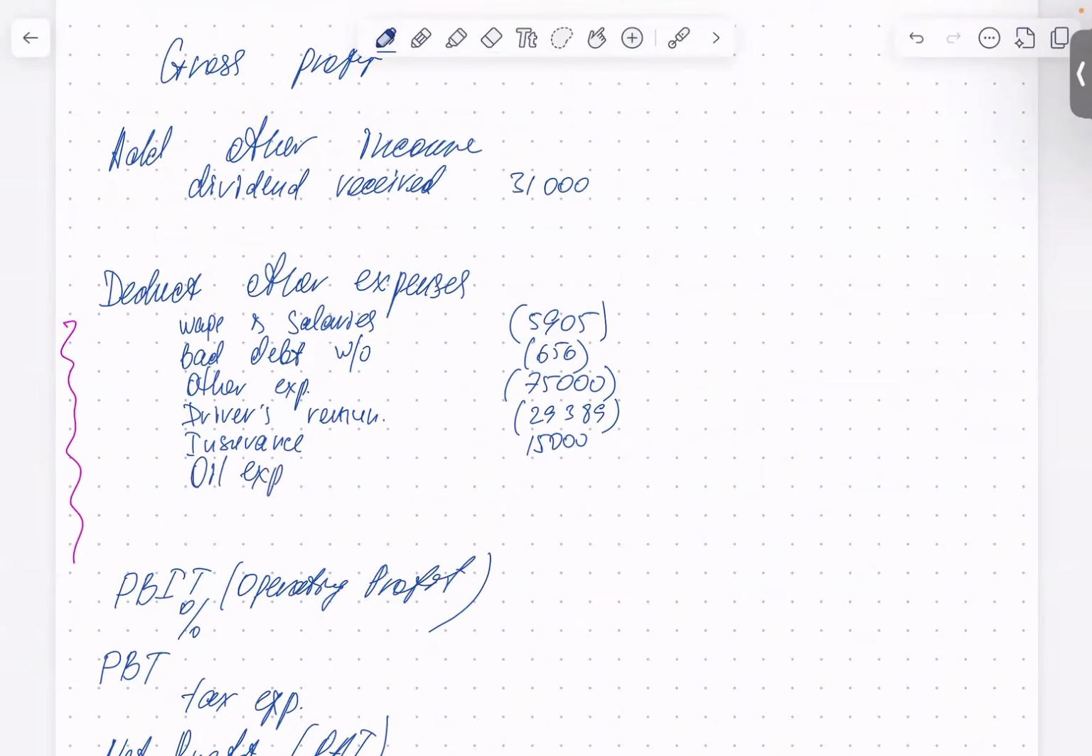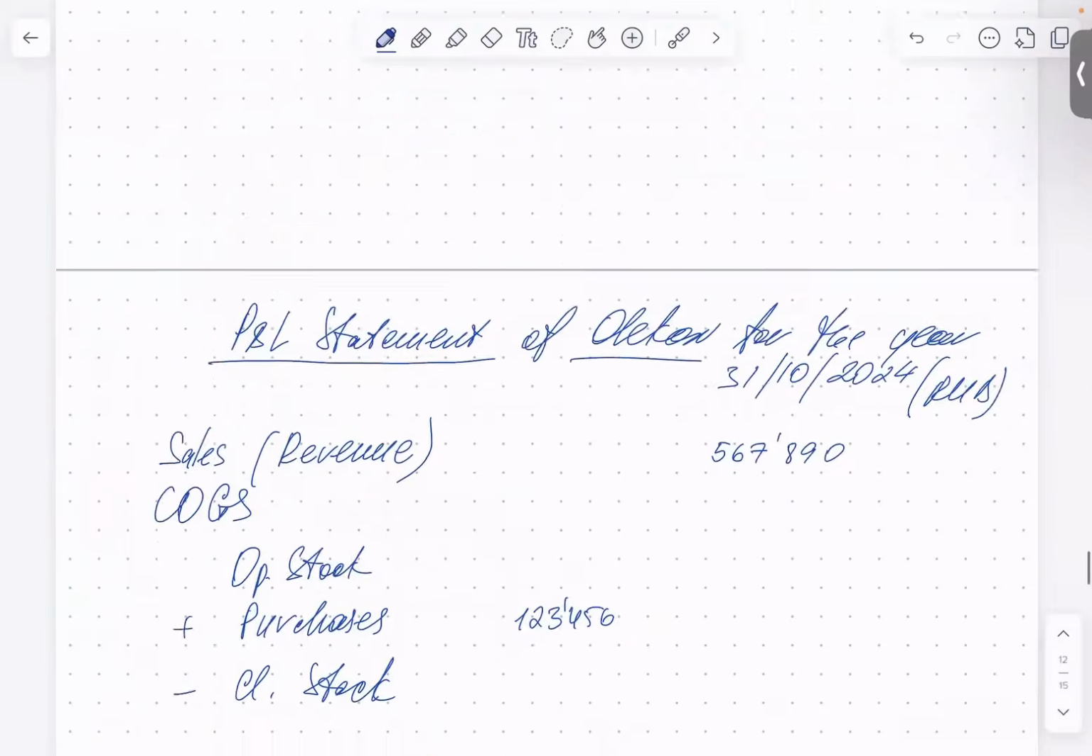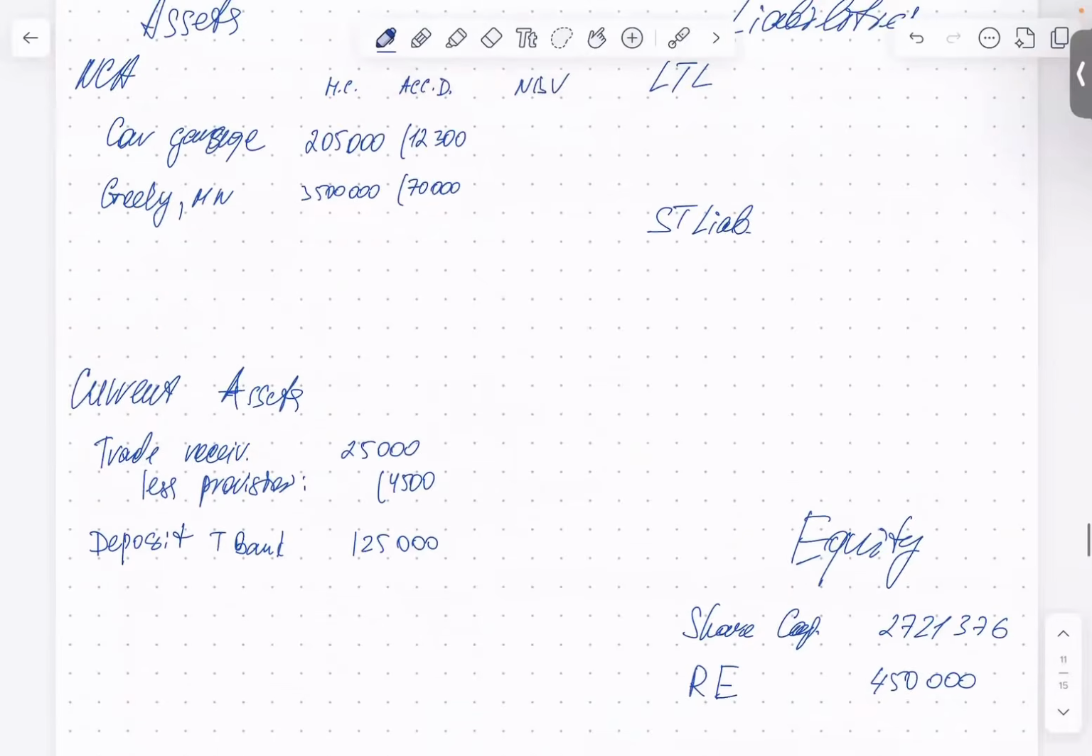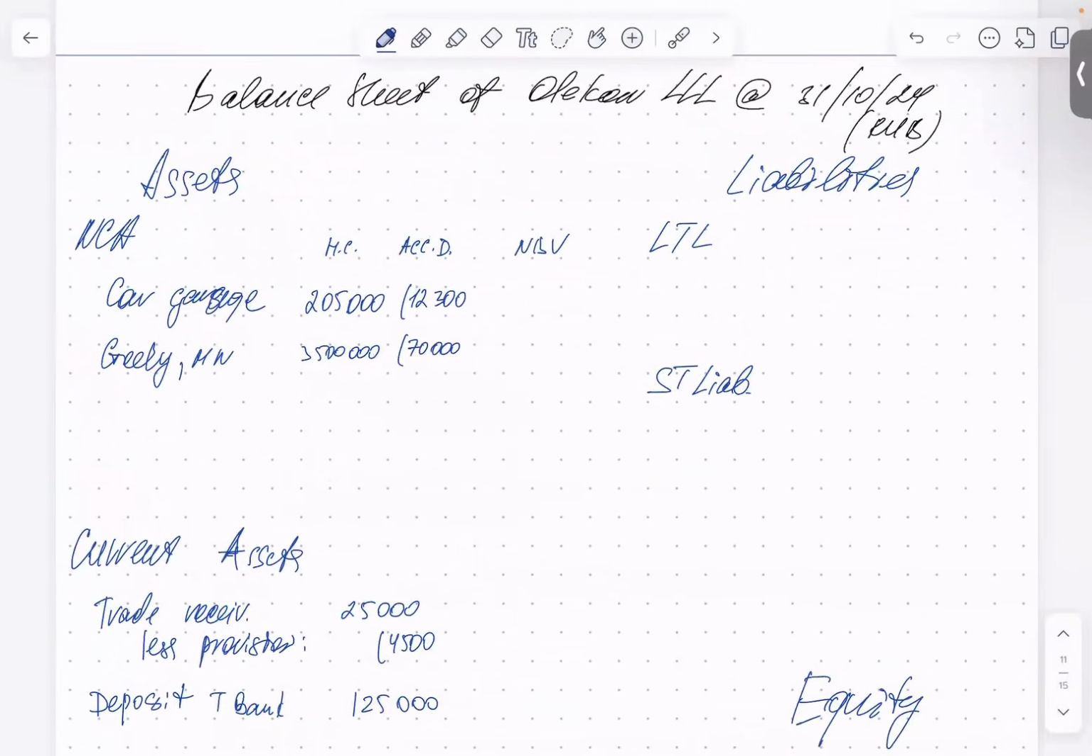Oil expense, 17,800. Again, audit fee. Audit fee, of course, is an expense. We pay to auditors for them to issue an opinion about our financial statements. Debentures. Debentures with a credit balance. Of course, it's a long-term liability and would appear in the liabilities section of our balance sheet.